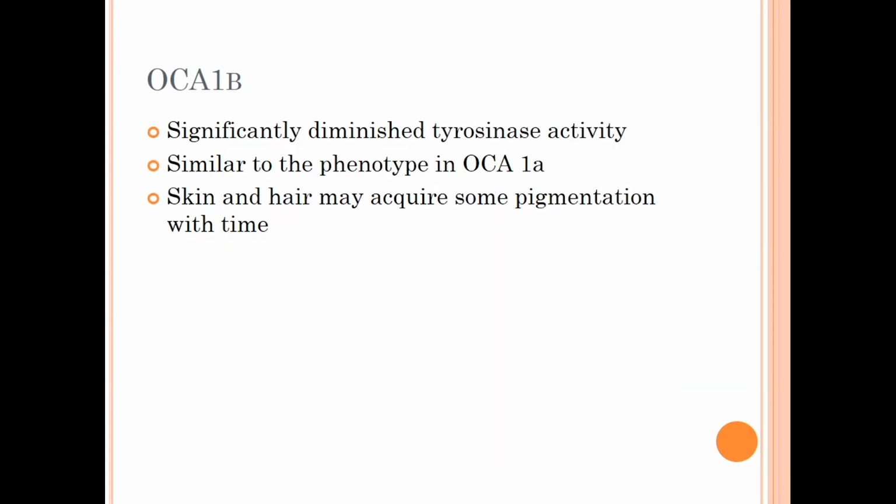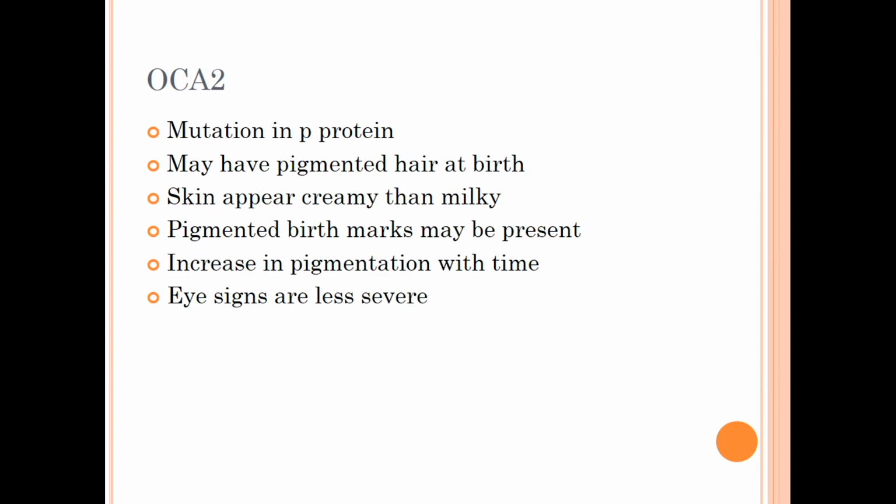Type 1b, there is significantly diminished activity of tyrosinase enzyme. Therefore, they have some pigmentation from the beginning as well as they acquire pigmentation later on. Type B is mutation of the P protein, which is necessary for the trafficking of the tyrosinase enzyme. They have some pigmented hair at birth, and also birthmarks are visible. Eye signs are less severe.